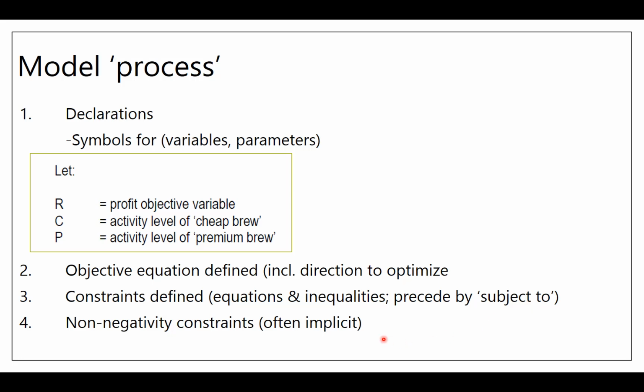And then we have non-negativity constraints. These are often implicit. Lots of times we won't even write them down, but for now we'll make it a point to note these out. But you can understand why people might just assume that these are going to hold, or assume that people understand, because it makes no sense to have a negative value for the level of production for cheap brew, right?